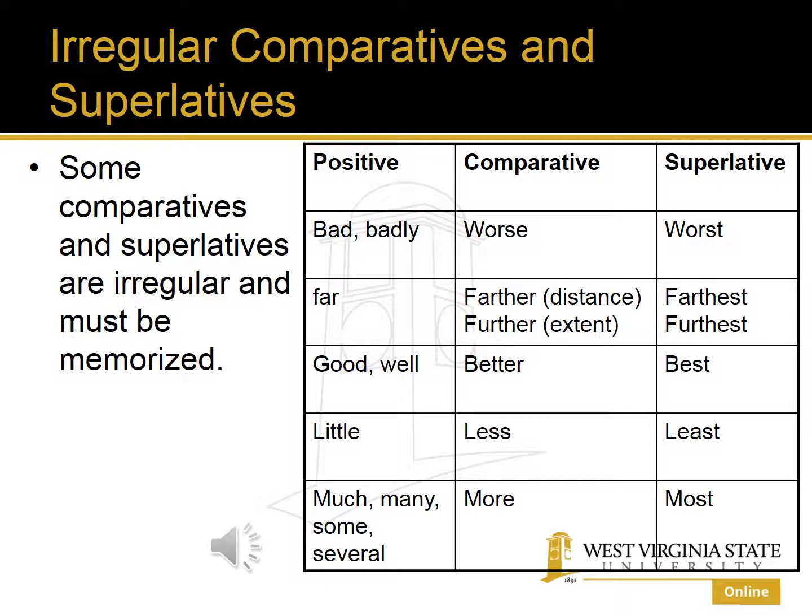Then we have the adjective adverb pair, good, well. Good is the adjective, well is the adverb. The comparative form for both of them is better. The superlative form is best. Then we have little. The comparative form is less, and the superlative form is least. Then we have much, many, some, and several. All of these have the same comparative form, which is more, and the superlative form most.